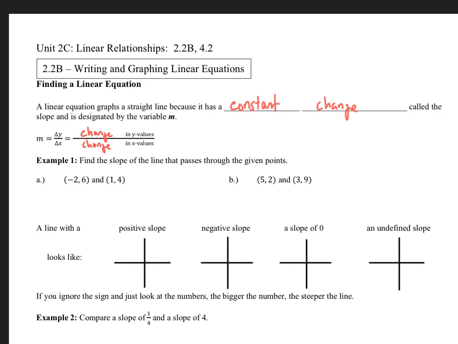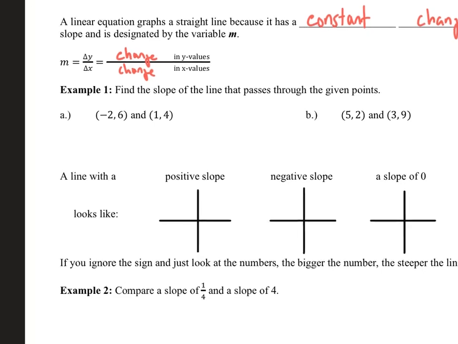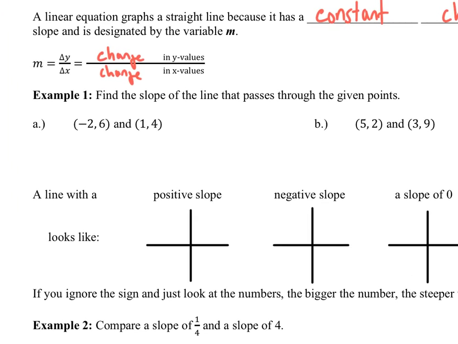So finding the slope of a line that's through 2 points doesn't need to be more complicated than it is. So if I look at the change in the y value, so how much am I changing as I go from one point to the next? So we see that to go from 6 to 4, we'd have to go down 2, and then over the change in the x values.